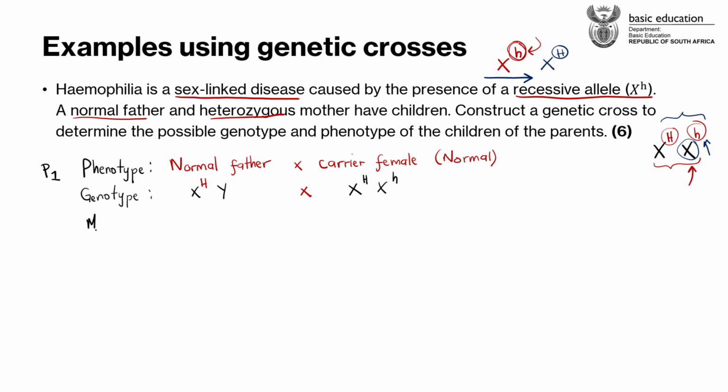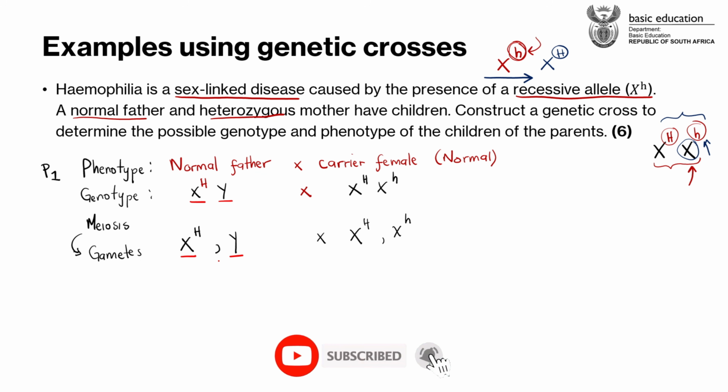After this, we know that there will be meiosis, and during meiosis, it will lead to the formation of gametes. Remember, when it comes to gametes, all you do is separate the alleles with a comma: XH, comma, Y. You are crossing this with XH, comma, Xh. Make sure you do not change the alleles. We had X capital letter H, we still have X capital letter H. You had Y, you still had Y. You just separated them because meiosis separates cells.